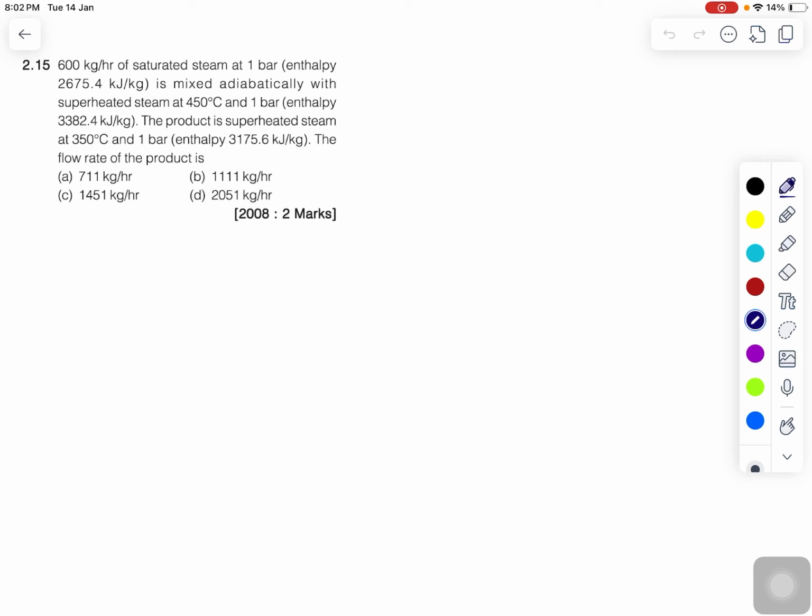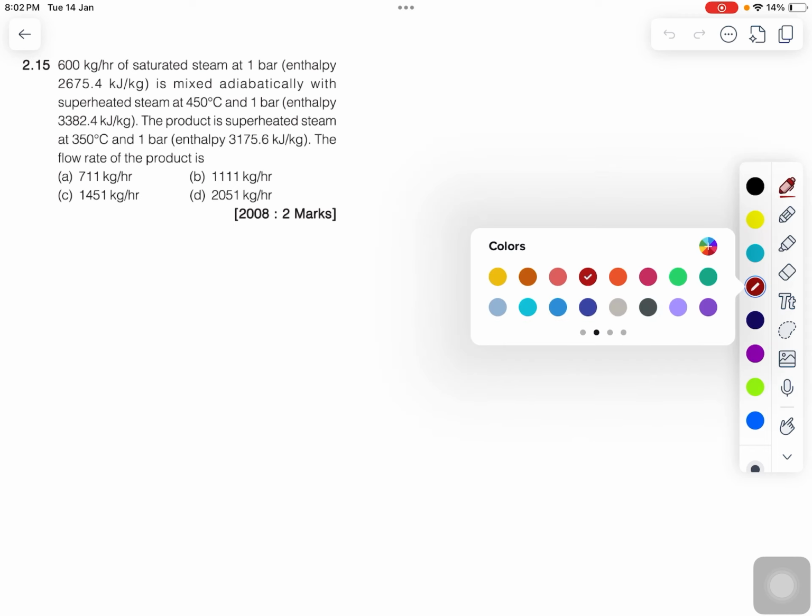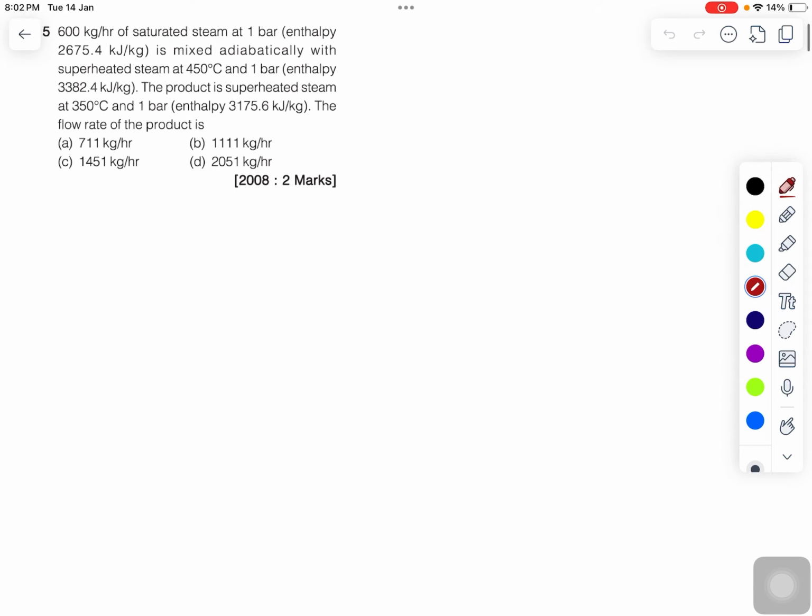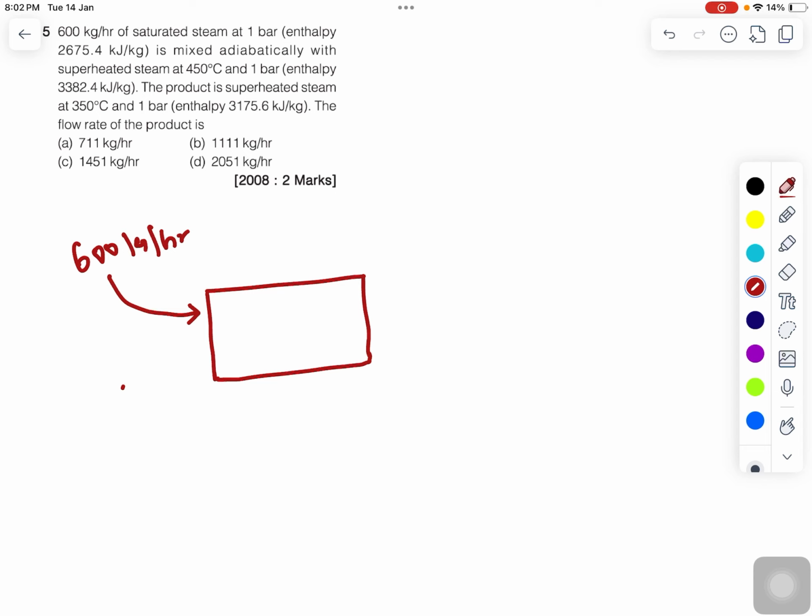75.6 kilojoule per kg. So you are supposed to calculate the flow rate of the product. Just try to understand how these questions work, and you will be able to solve this particular problem. Let's say you have one saturated stream with a mass flow rate of 600 kg per hour, that is given to you, and another one is a superheated stream, and the enthalpy here is also given, that is 2675.4 kilojoule per kg.